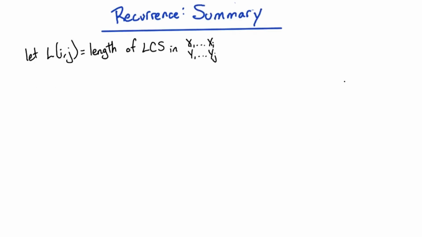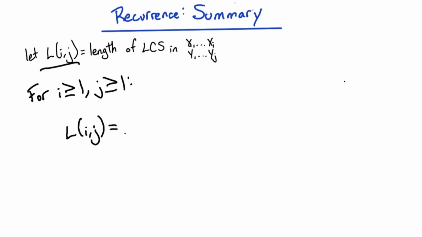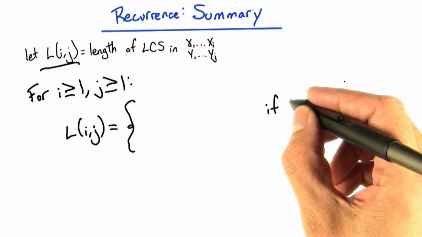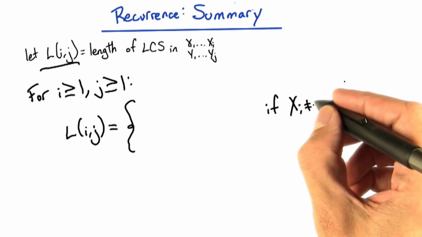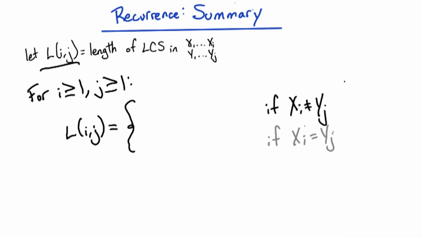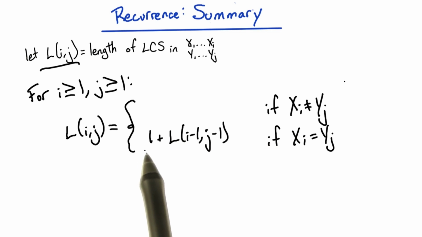Let's recap the recurrence that L of ij satisfies. Now we're looking at the case where the two strings are non-empty, so i is at least 1 and j is at least 1. Now we had two cases here. We had the case xi is not equal to yj, where the last characters are different, and the case where the last characters are the same. In the case where they're the same, we had this simple recurrence. We append on xi yj and therefore get a +1 for that, and then we take the optimal solution to the smaller subproblem with one less character in each string.